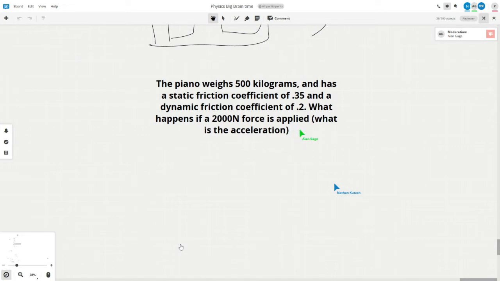So, if the mass of something was 10 and the coefficient of static friction was 0.1, all you have to do is think about what is the force of the surface it's on? What force does that have to apply to keep that object up? And I think Alan's going to go over this in a second as well.